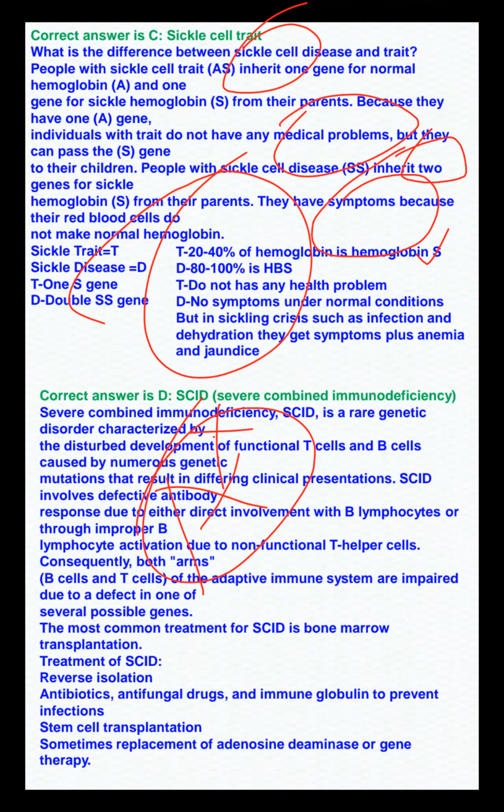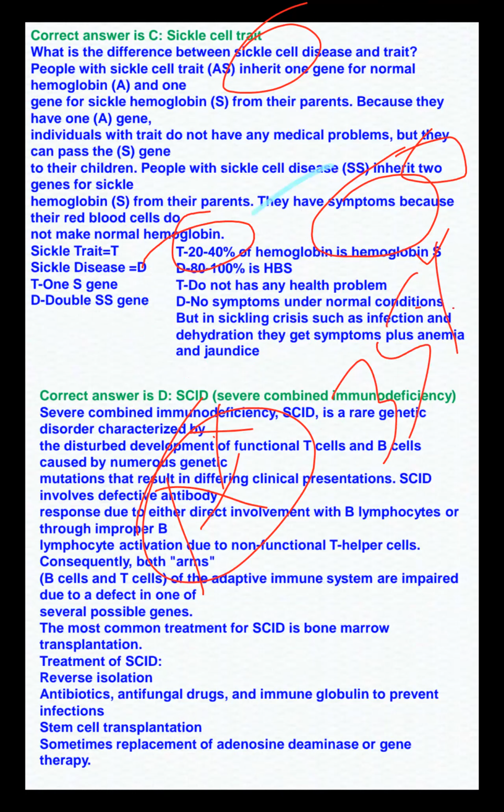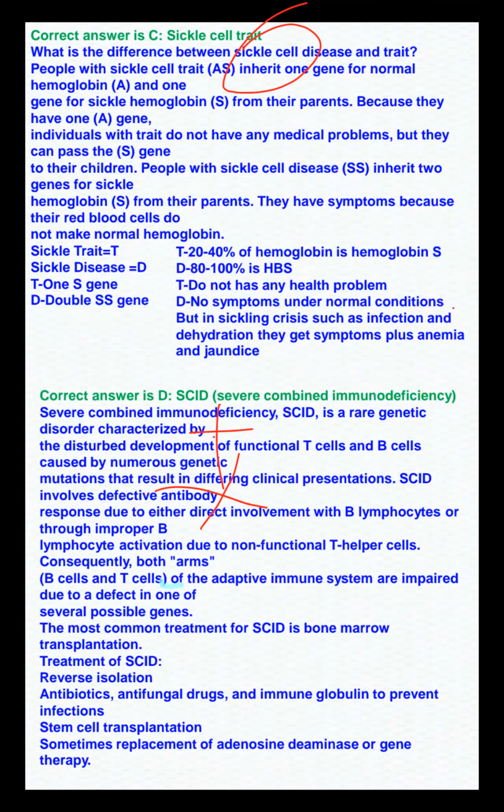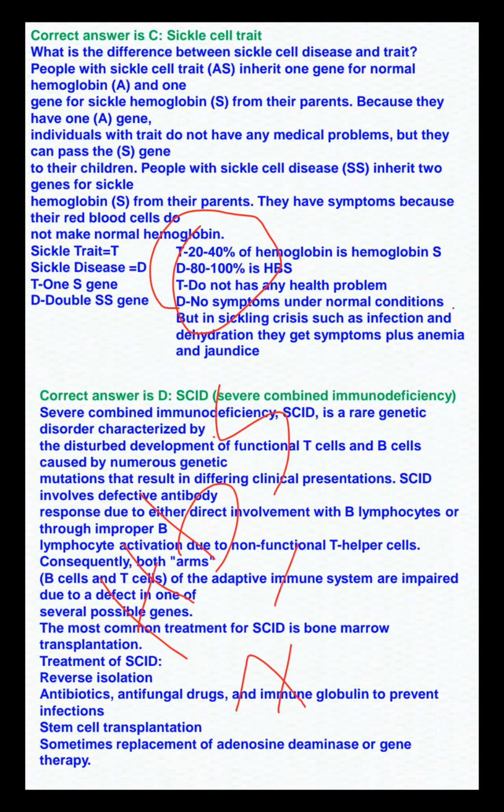So the trait percentage will be 20 to 40%. Here, Dr. Hira's case was 35%, so it's straightforward. For the disease, see the percentage. For the disease, meaning affected or suffering, it will be 80 to 90%. We have to remember this percentage strongly. If they say hemoglobin S percentage is 75% or 85%, is it trait or disease?